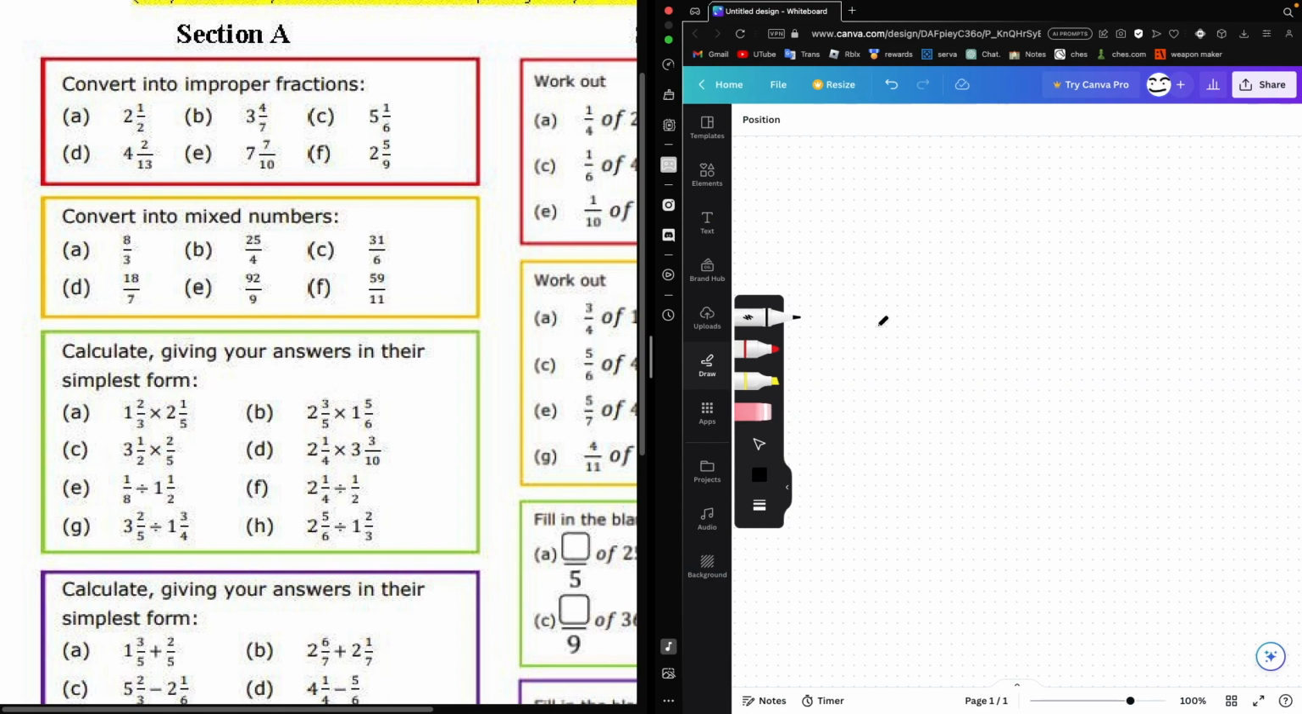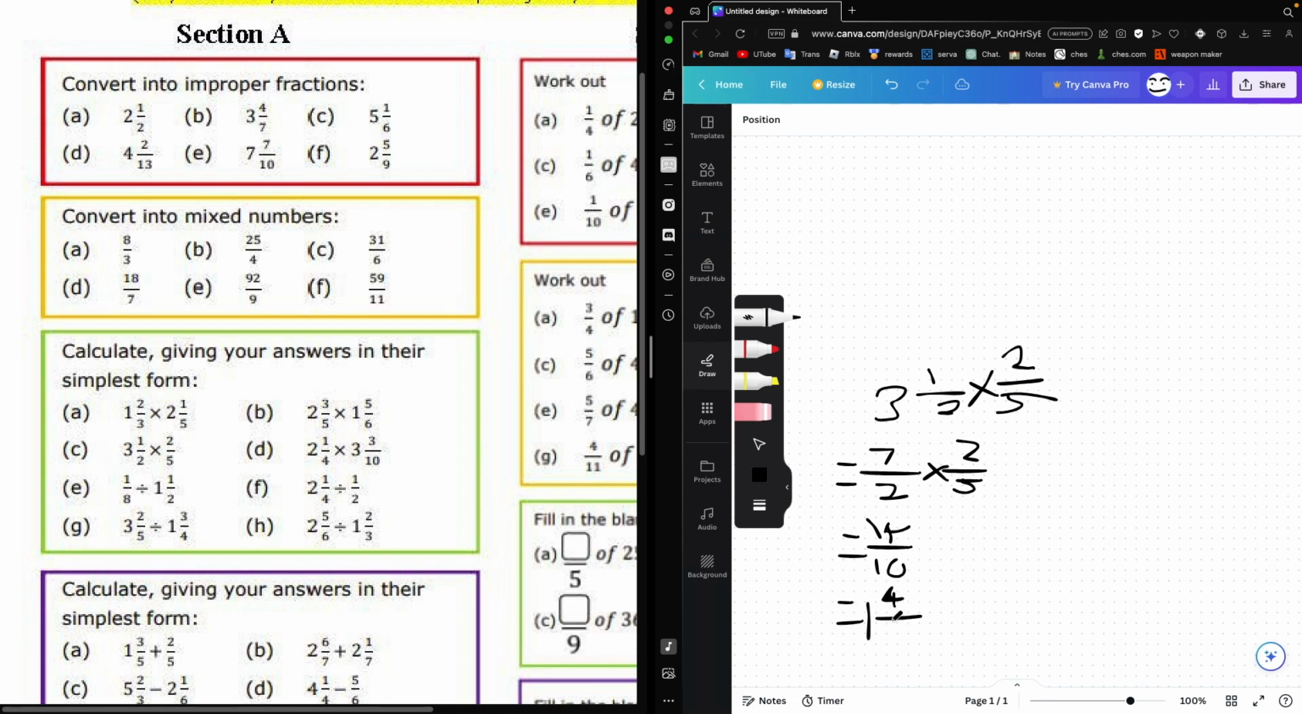Okay, now C. 3 and 1 over 2 times 2 over 5. 3 times 2, 6. 6 plus 1, 7, times just 2 over 5. This is easier. 7 times 2, 14. 2 times 5, 10. We divide 14 over 10 by 2.